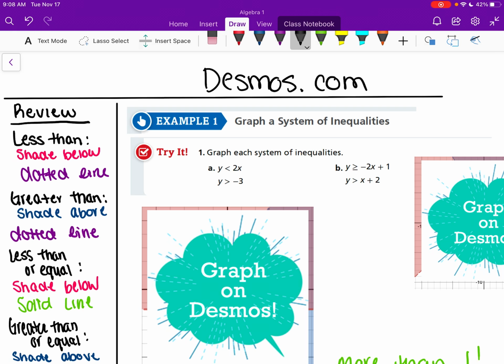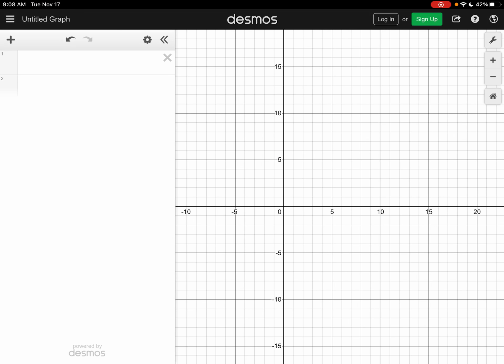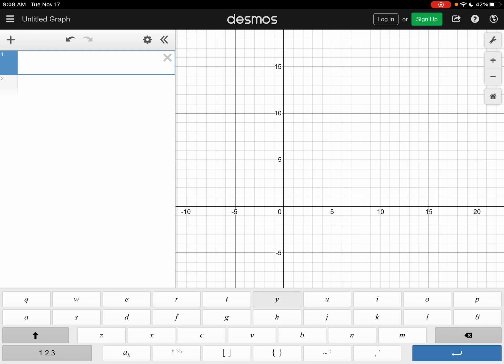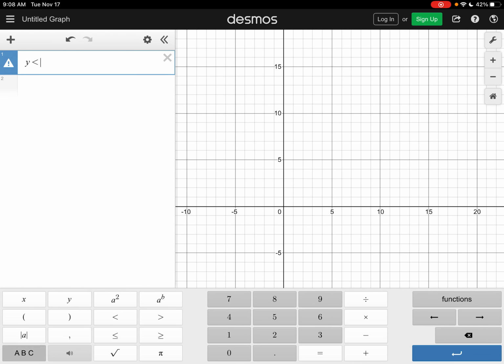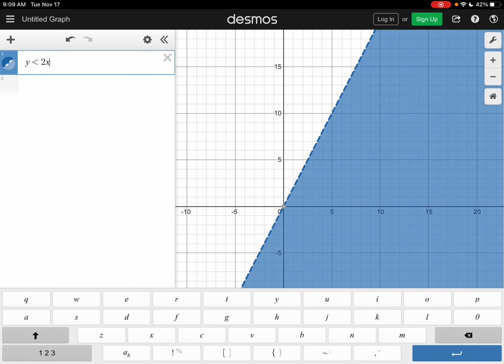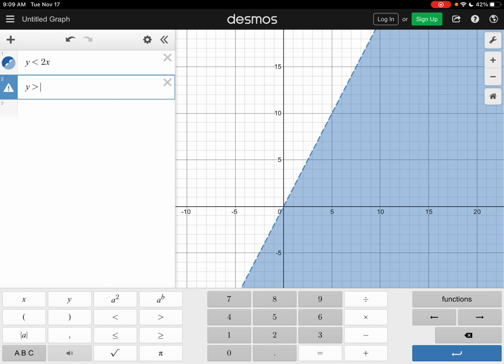All right, example 1A tells us to graph each system of inequalities. So what you see here is you have two inequalities, and we're going to graph them both. So let's go to Desmos. I'm going to clear out what I got. Here we go. First one is y is less than 2x. And it graphs that for us. Y is less than 2x. And our second one is y is greater than -3.